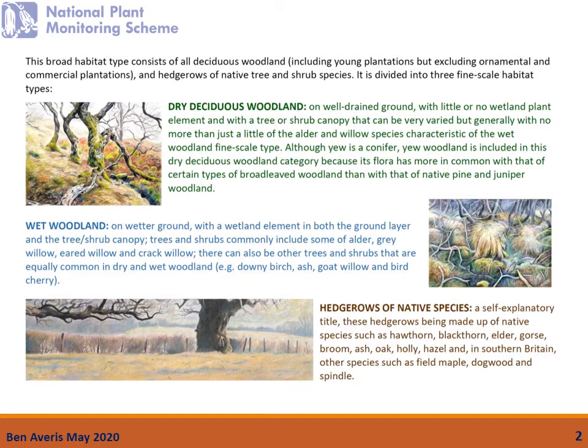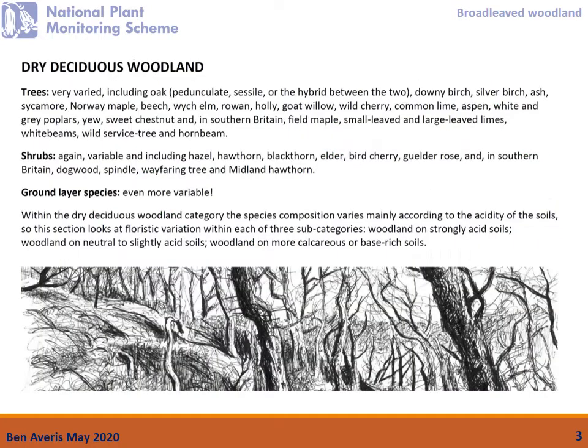So what we can do is start with the dry deciduous woodland over the next lot of pages, taking a look at that, and then move on to the wet woodland and then the hedgerows. Dry deciduous woodland, an introductory page here, tells us that the tree canopy can be incredibly varied, with so many different kinds of tree species. Shrubs likewise, and the ground layer equally variable.